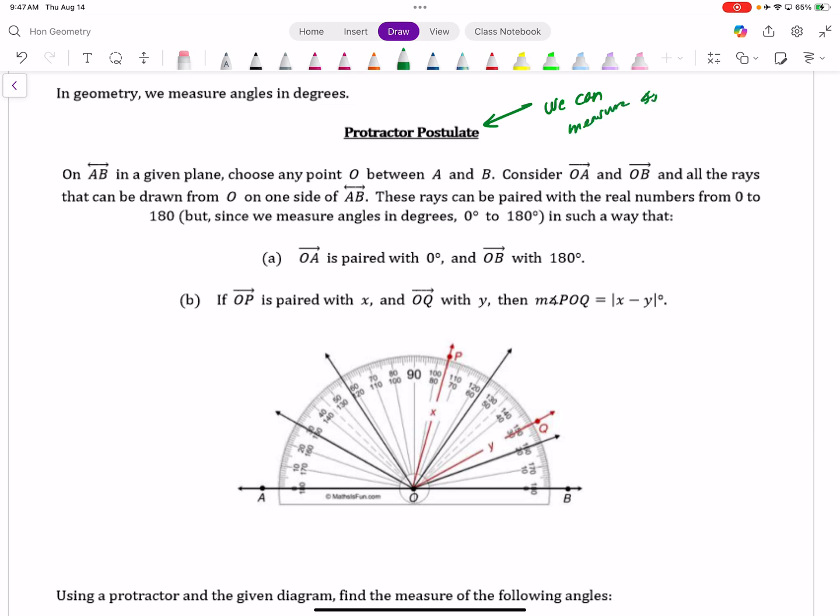If you walk through this, because you've got to get used to reading math terminology, you've got line AB at the bottom. There's some point O between A and B, and that's where they're putting the hole of the protractor. There are two rays, OA and OB. They're opposite rays, and therefore they make a straight angle. We can also create any kind of angle we want, putting rays wherever we want so that one side of the angle is on this line AB. Then we can pair up those rays with the degree measures on this protractor.